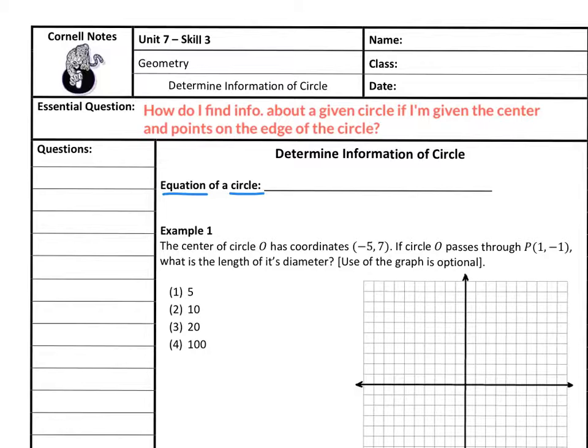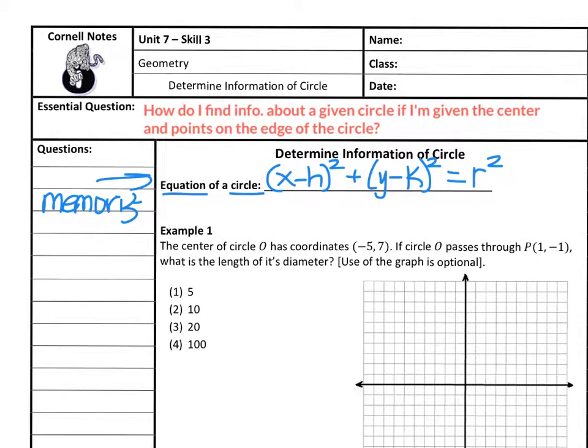Okay, so the equation that you have to know, the general form for the equation of a circle, is as follows. Parentheses x minus h, parentheses squared, plus parentheses y minus k squared equals our radius squared. So now some key things to point out. This is one you do have to have memorized.